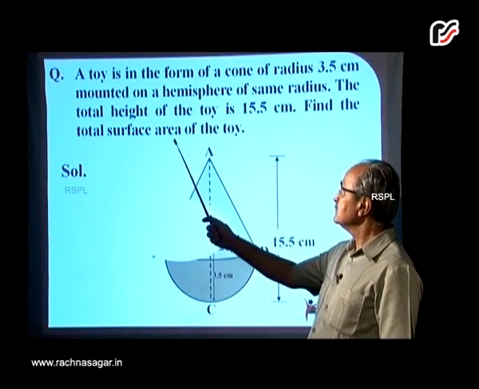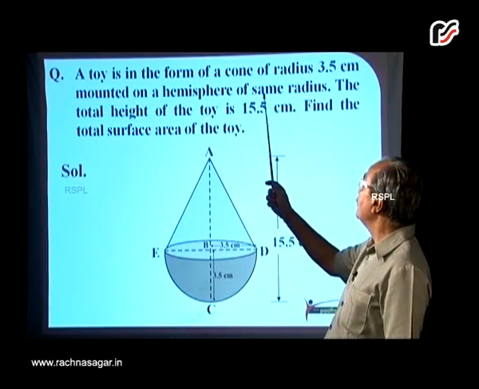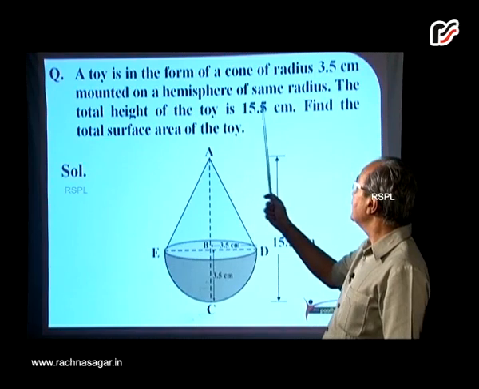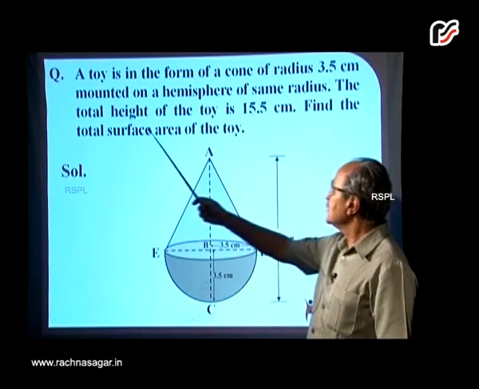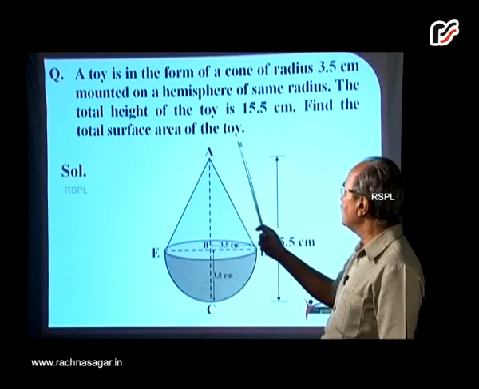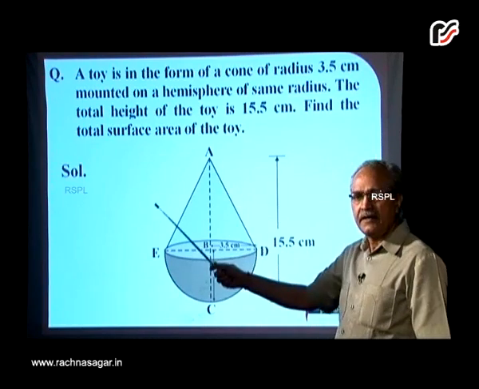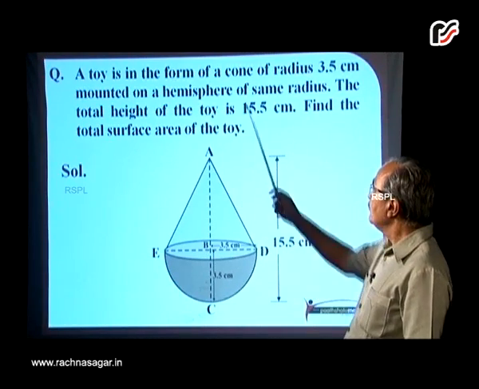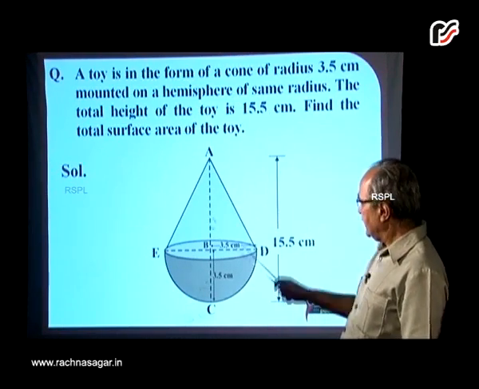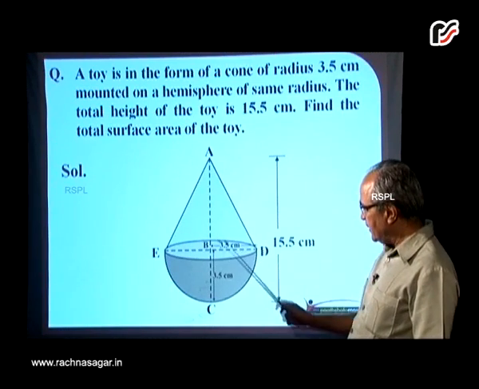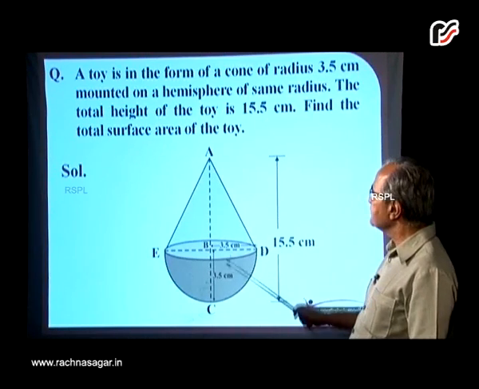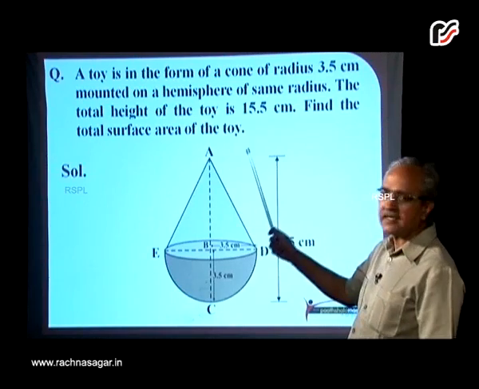Let's take another question. A toy is in the form of a cone of radius 3.5 centimeters mounted on a hemisphere of same radius. The total height of the toy is 15.5 centimeters. Find the total surface area of the toy. Again, as we can look into the figure, we have a hemisphere here and a cone is mounted on a hemisphere. The radius of hemisphere is 3.5 and the total height of the toy is 15.5 centimeters. So we have to find the total surface area of the toy.